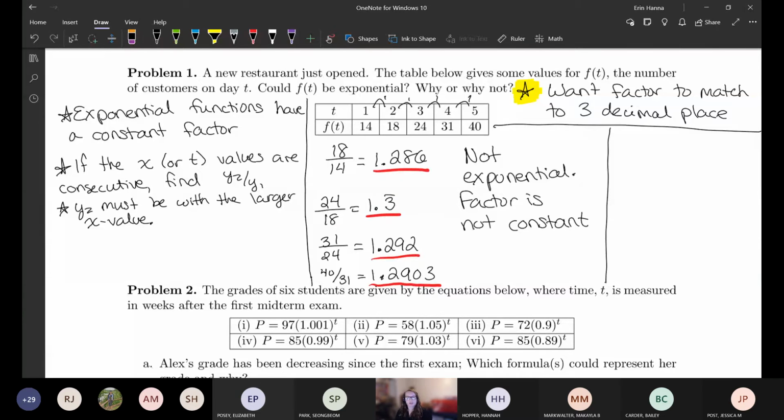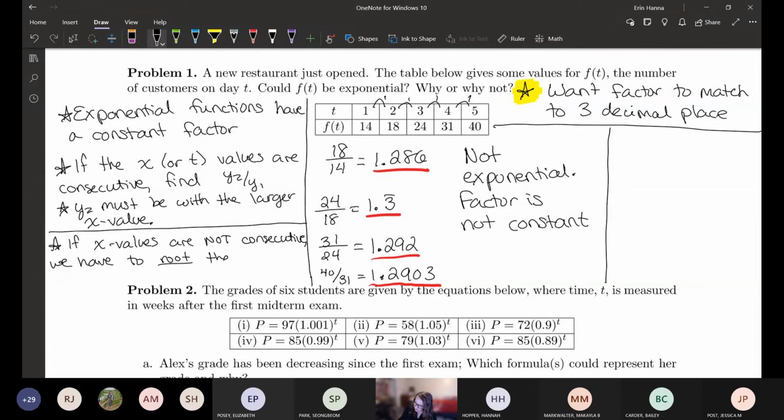Now, what if these weren't consecutive? Which happens. So one last piece of notes over here. This is kind of a hefty problem we've got going here. If x or t, but I'm just going to say x values to save space, are not consecutive, we have to root the factor by a root of the change in x value. I will explain what I mean by that in a second. I'll just let you write that down real quick.